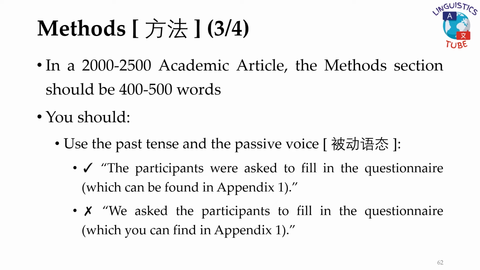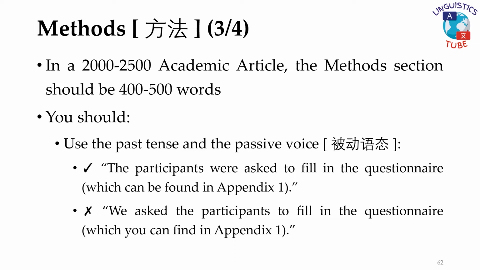Regarding the language and style of this section, please use the past tense when describing what you did. Also, even though I previously said that the active voice is becoming more common in academic articles, in the method section, the convention is to only use the passive voice. Here is an example of both of these requirements. You should say, the participants were asked to fill in the questionnaire, which can be found in Appendix 1. Instead of, we will ask the participants to fill in the questionnaire, which you can find in Appendix 1.